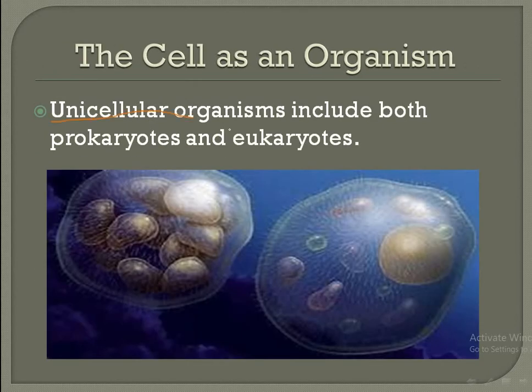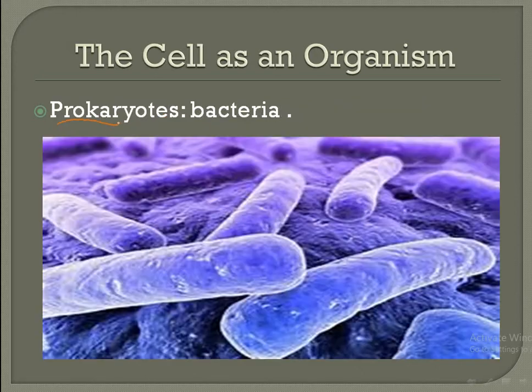These unicellular organisms have two types: they can be prokaryotes or eukaryotes. An example of a prokaryote is a bacterium. Bacteria are found everywhere: in your food, in the air, in water. And like you, bacteria need energy and food, and need to carry out many types of activity to survive in their environment.